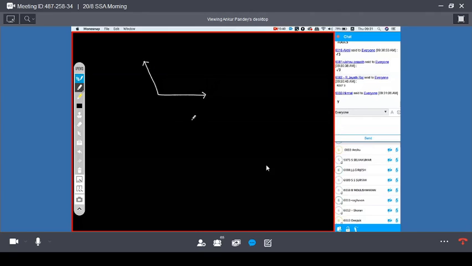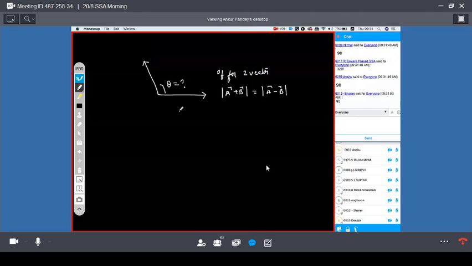If for two vectors, magnitude of A plus B is equal to magnitude of A minus B, then what is the angle between them? Ninety is the answer. 90 is the answer.